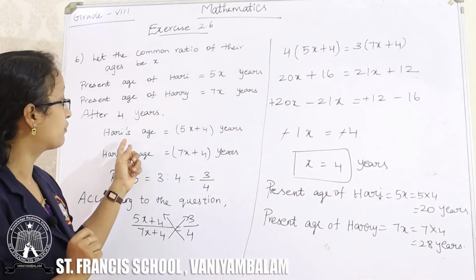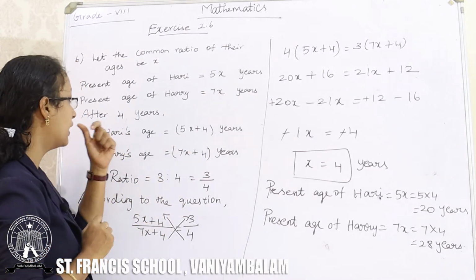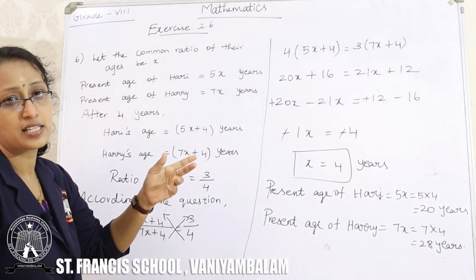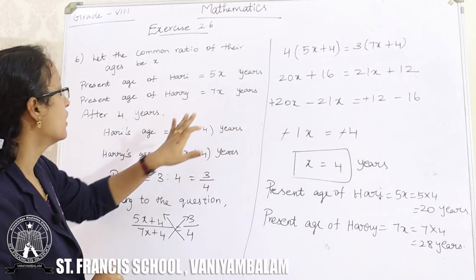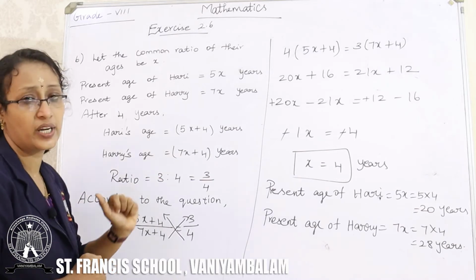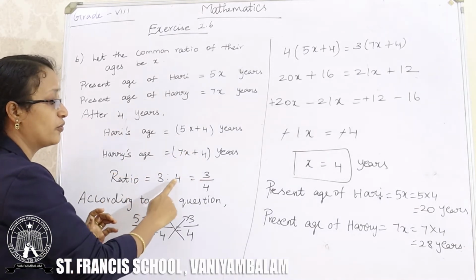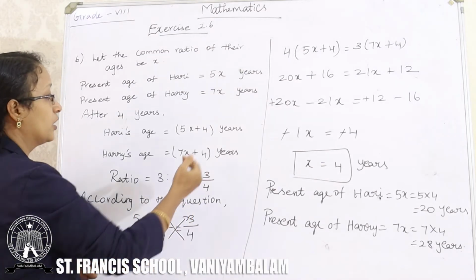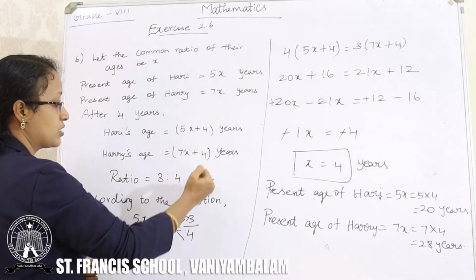So find for after 4 years first. So 5x plus 4, 7x plus 4 is your age after 4 years. Present age is 5x. So after 4 years, 5x plus 4. And Harry's age is 7x, present age. So after 4 years, 7x plus 4. And it is given in the question, if after 4 years from now, the ratio will be 3/4. That is 3:4. So according to the question, you can divide this ratio. 5x plus 4 is to 7x plus 4 is equal to 3:4.